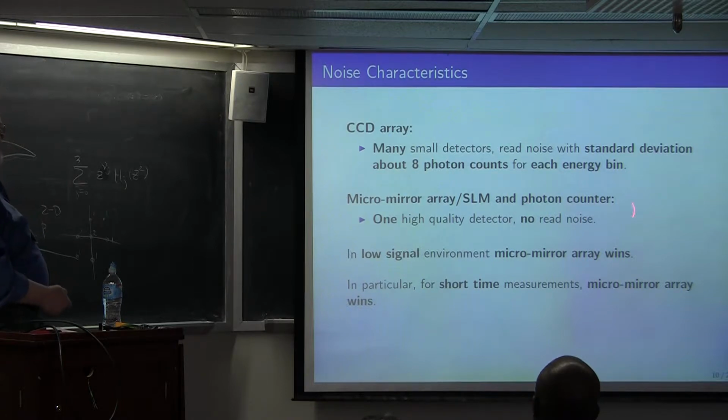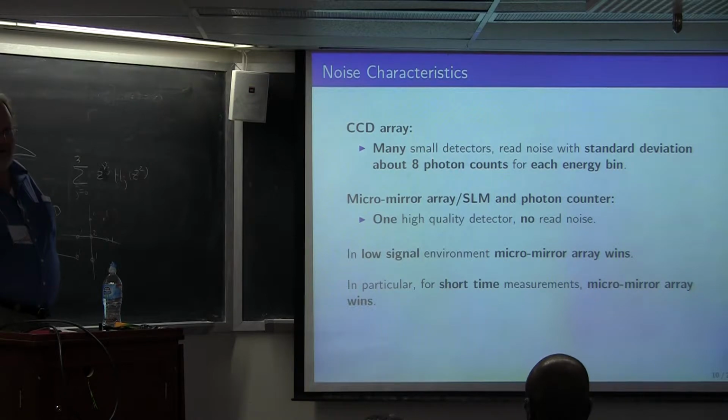With the micromirror array, or the spatial light modulator, and the photon counter, you can buy a really high quality photon counter for not very much money. It has basically no read noise. It has 200 counts per second. That's nothing. We're taking milliseconds worth of data, or microseconds. So in a low signal environment, the micromirror array wins, and you can make it low signal by making the measurements short. What we're interested in here is speed: how quickly can we detect whether it's one chemical or another?